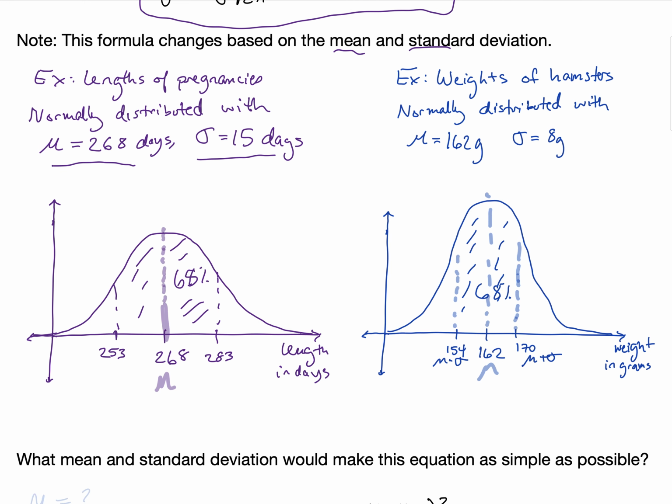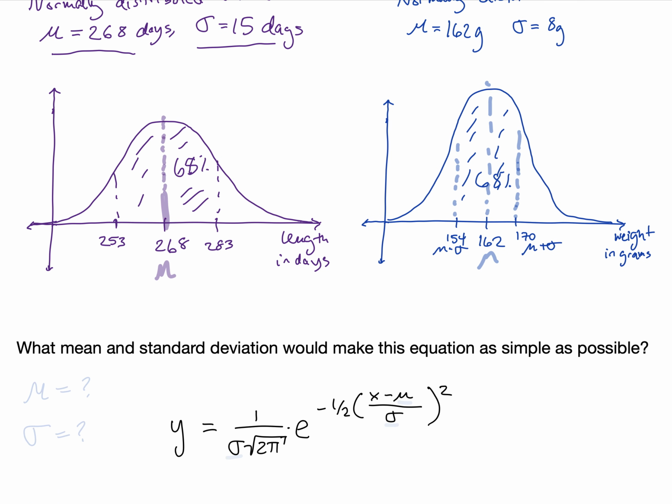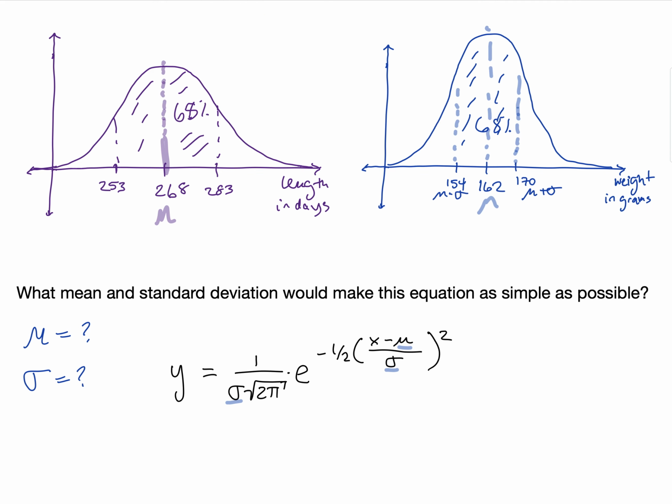So here's a thought experiment. What mean and standard deviation would make the equation describing a normal distribution as simple as possible? We're looking at this equation and asking, what number could we plug in for mu? What number could we plug in for sigma in order to simplify this equation? We see that a sigma is here, and the mean is here. What number could we plug in for those to simplify this equation? If we chose to plug in mu equals 0 and standard deviation equals 1, then look at what happens to this equation.